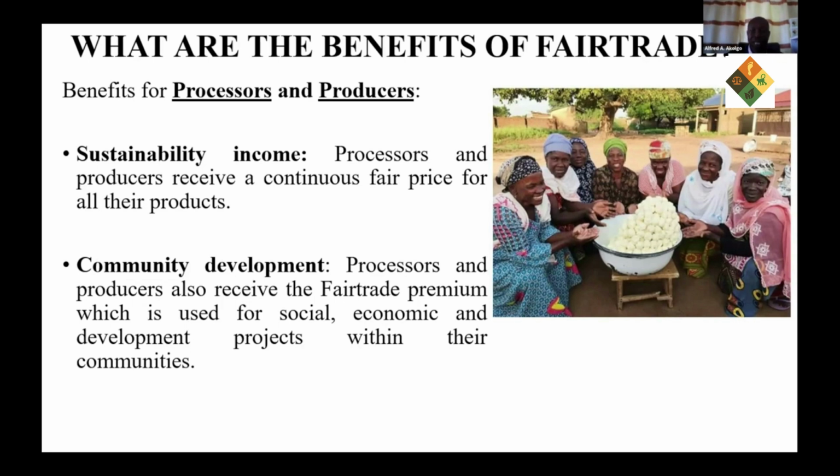The second one is that it promotes community development. Processors and producers also receive a fair trade premium, which is used for social, economic, and development projects. And the women take charge of whatever they need, whatever they want. They take the decision to buy whatever they want. So we leave them to take the decisions among themselves, and no one takes decisions for them.